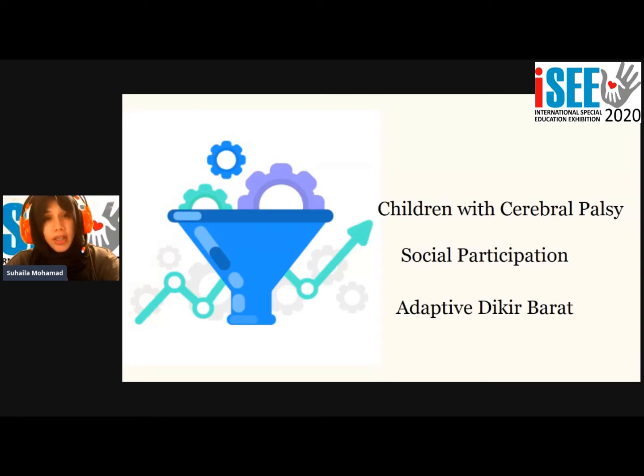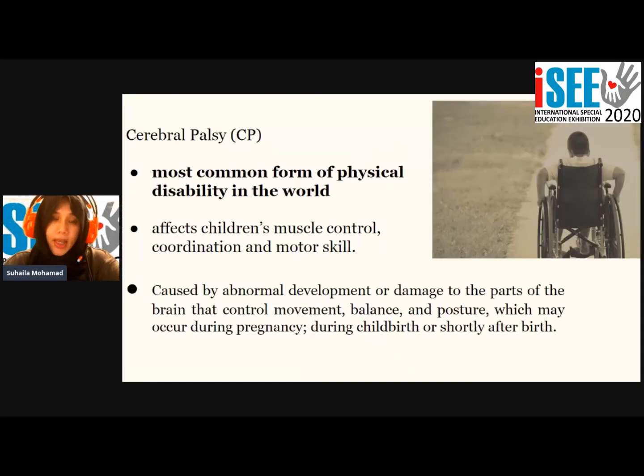Now, as I mentioned earlier, I will be sharing brief definition of CP and the classification of the participants for the study. CP is the most common form of physical disability in the world. It affects children's muscle control, coordination, and motor skill. It is caused by abnormal development or damage to the parts of the brain that control movement, balance, and posture, which may occur during pregnancy, during childbirth, or shortly after birth.